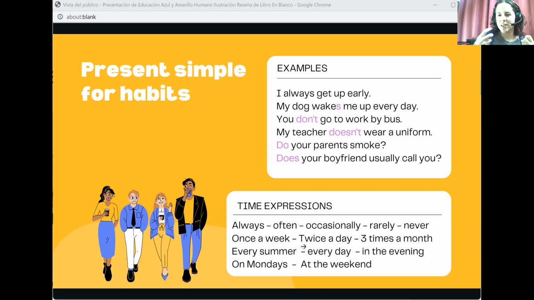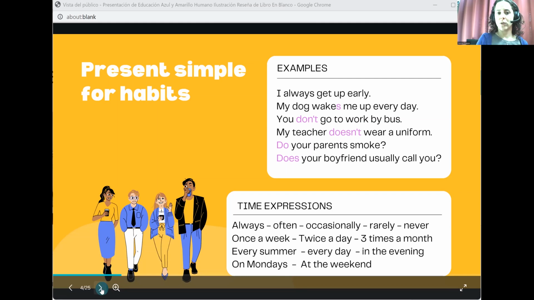Va a llegar un momento en que si yo quiero decir I'm calling her once a day, me va a parecer que me choca, porque nunca lo dije así. Yeah? That's one of the techniques that you need to practice. Let me show you another use of present simple.